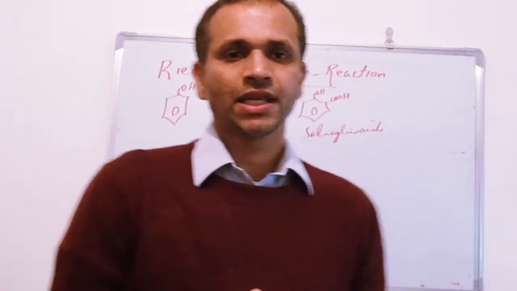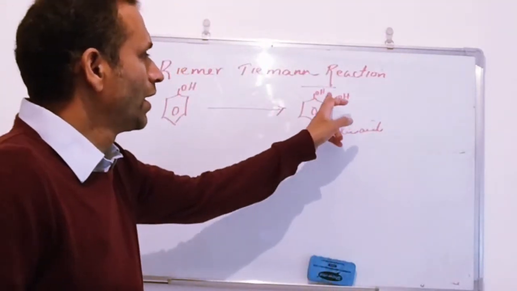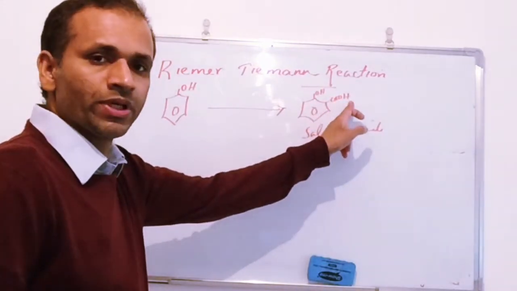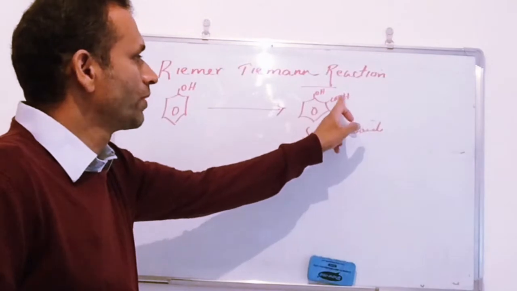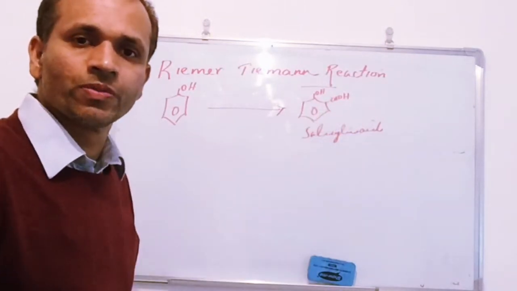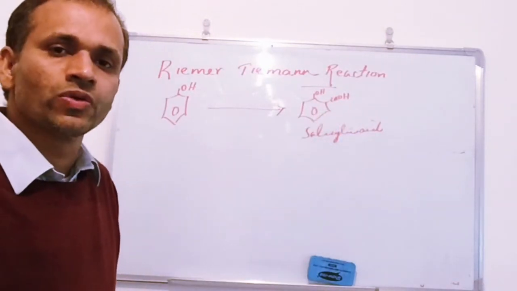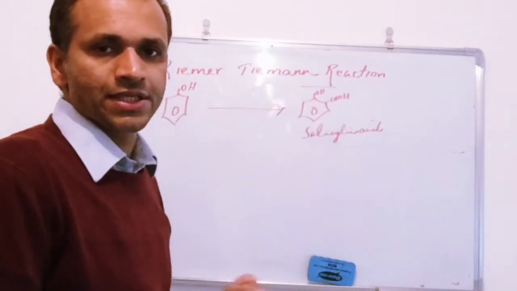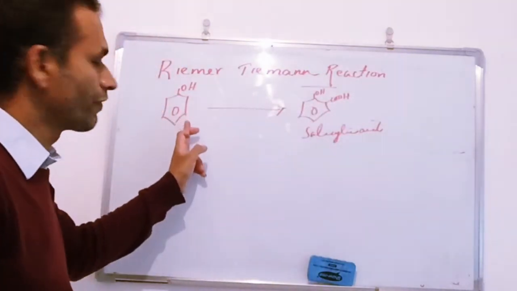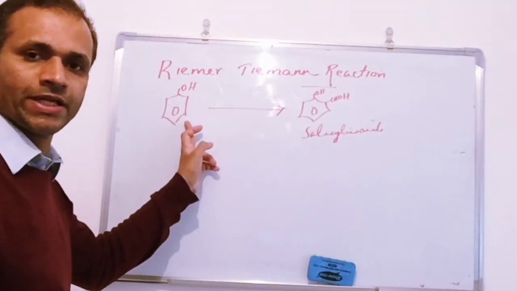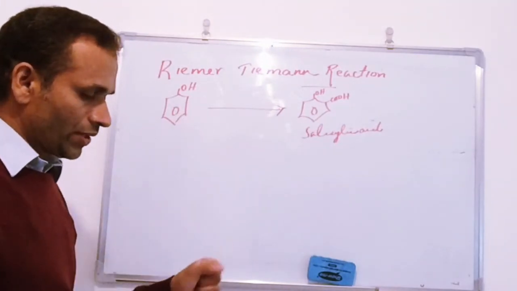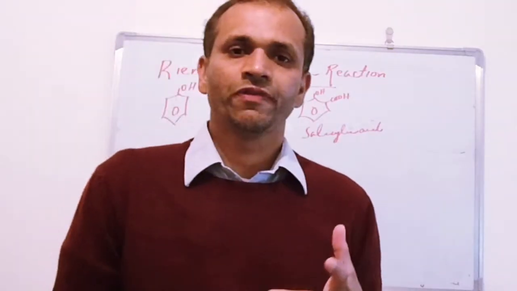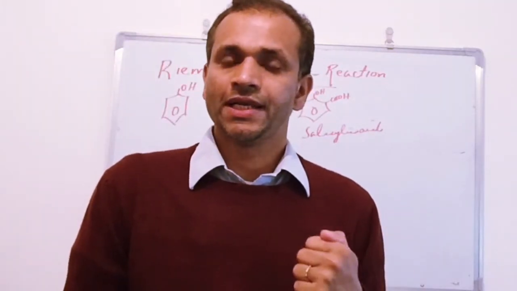So what is salicylic acid? Salicylic acid has a COOH group, a carboxylic acid group, attached to the ortho position of the OH group of the phenol. So this is called salicylic acid. So it's a hydroxy benzene. We are using the same steps that we used in the previous lessons.